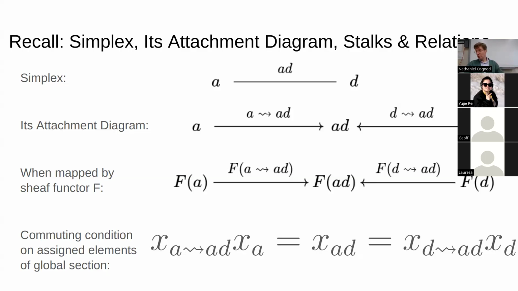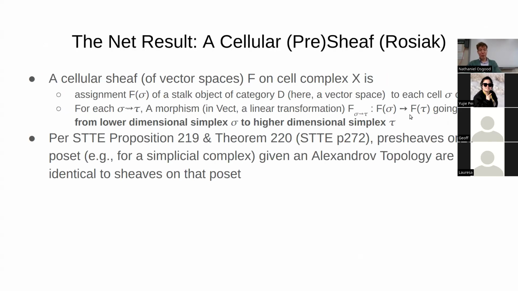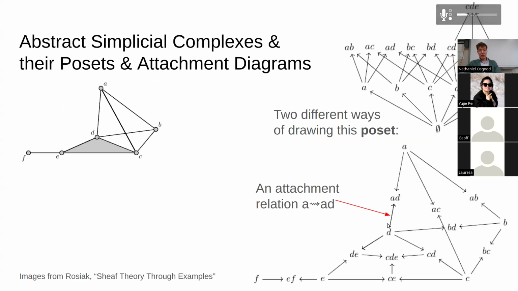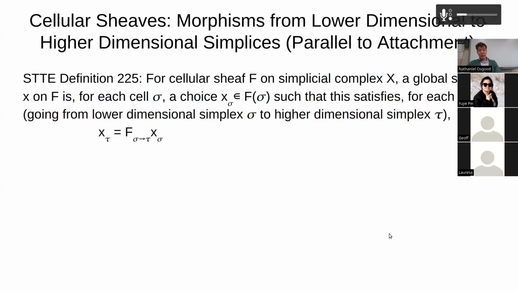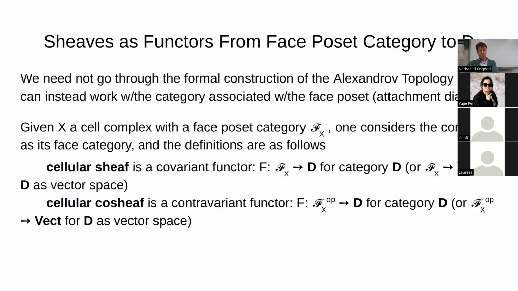Yes. Sheaf over cells is not a contravariant functor. It's not contravariant. No, it's covariant. That's the interesting thing. And we're going to get to that in just a minute with a little example here. A cellular sheaf is a covariant functor from the face poset.